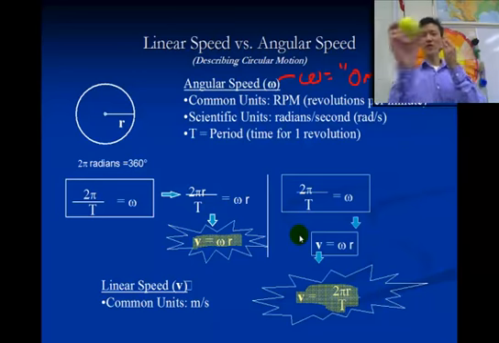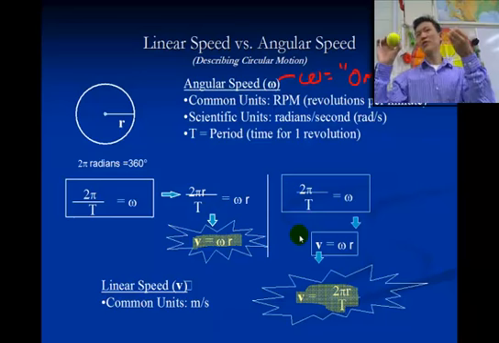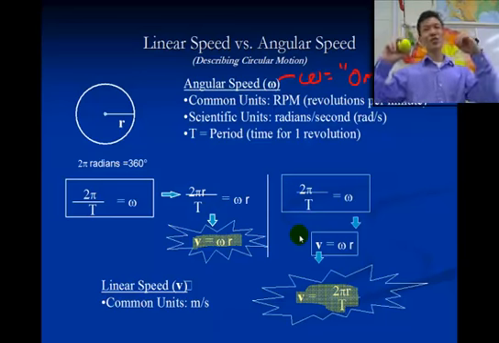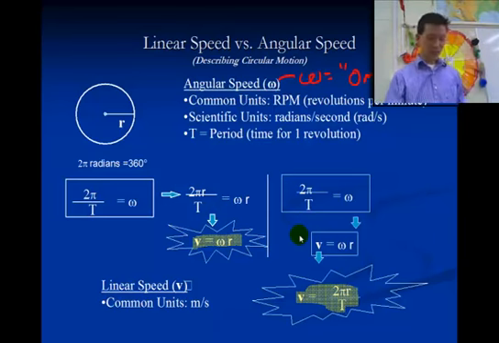What does that mean? It's a lot of gobbledygook talk. All it is, how fast you're moving in a circle just depends on how fast you're spinning and how far you are from the center. That's it. Okay? So in real life, when would you ever use this equation?